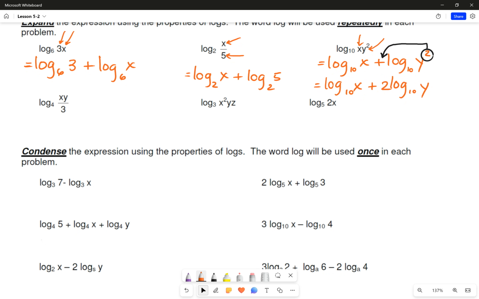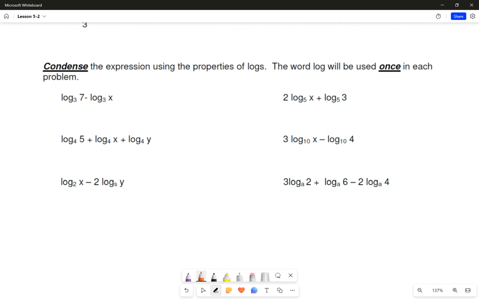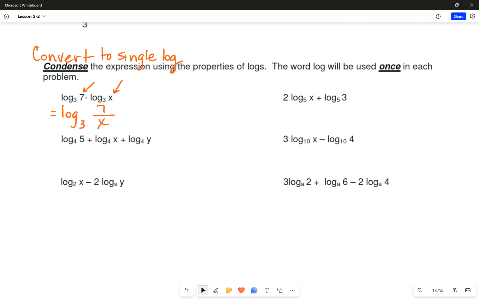Okay, moving on. I'll leave you to the last 3. Last section, condense. You are converting to a single log, okay? Convert to a single log. So what you're going to do is rewrite your sum or your difference of logs into one log. So here, I need to write the word log one time versus the number of times that you've written it. And then I have to look at what those logs were doing. These logs are subtracting, and subtraction translates as division. So 7 over x is what I'm going to write.